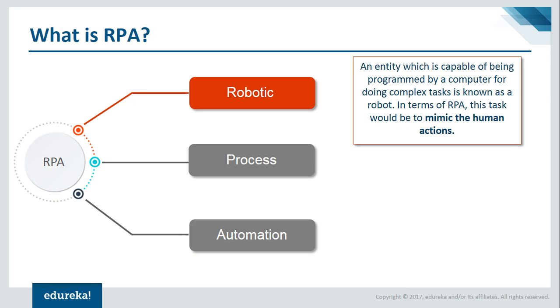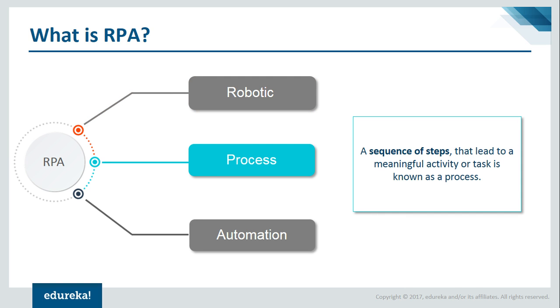So as you guys know, RPA is an acronym for Robotic Process Automation. So let's see these three words closely and see what they actually mean. Right? So robotic is basically an entity which can mimic the human actions, right? It's a computer entity which can mimic the human actions, and any entity like that is known as robotic.